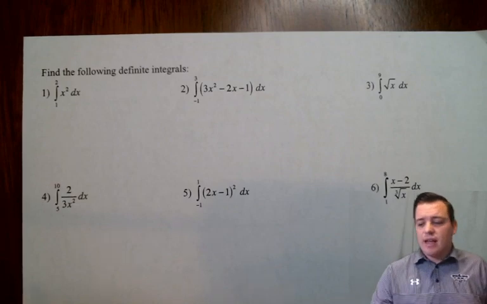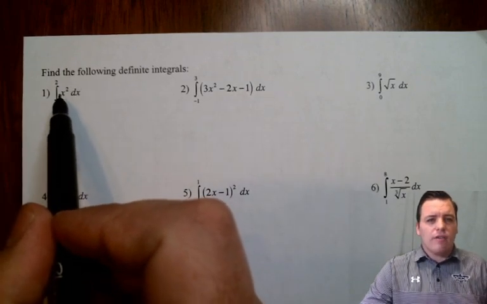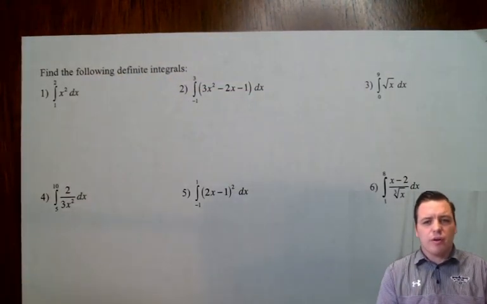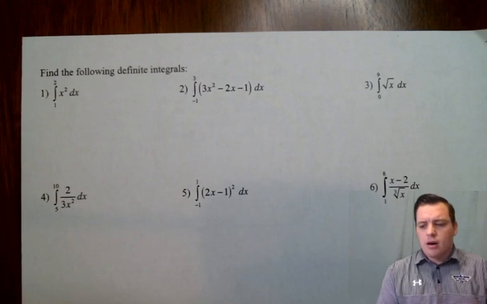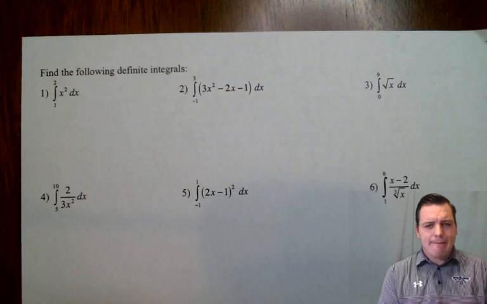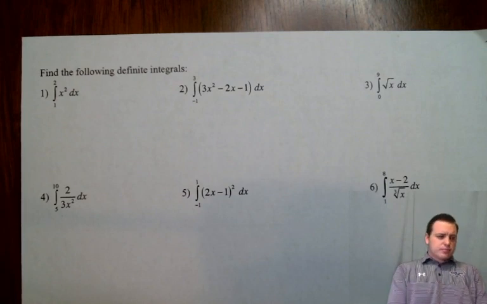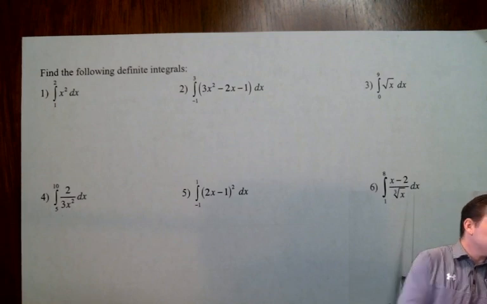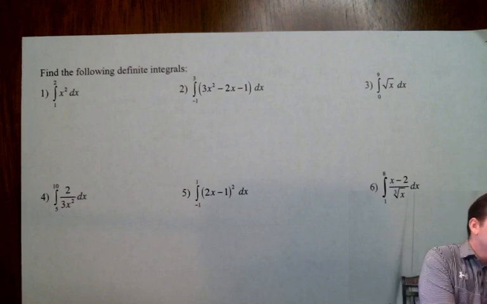What is the area of x squared? We all know x squared is the parabola. What is the area from 1 to 2 of that? Okay? What is the area of x squared from 1 to 2? All right? So, here is going to be our process in doing that.